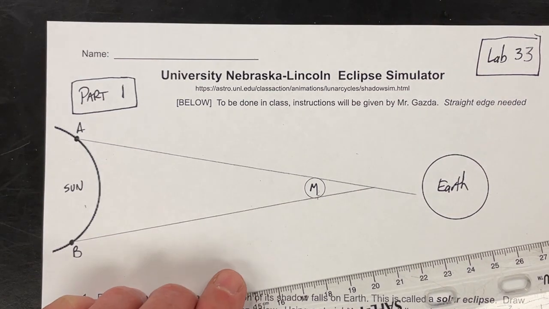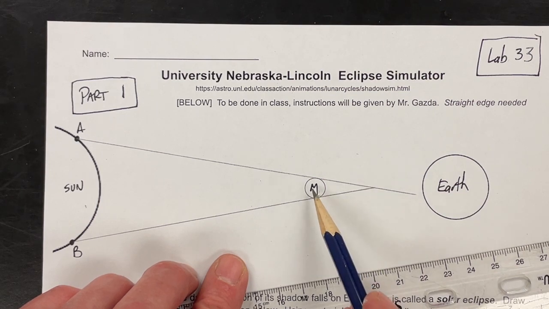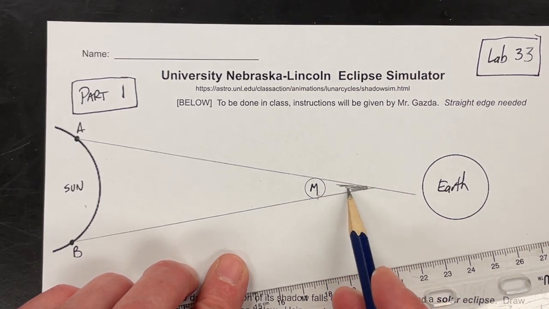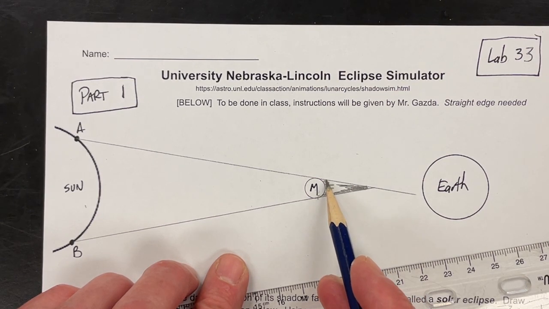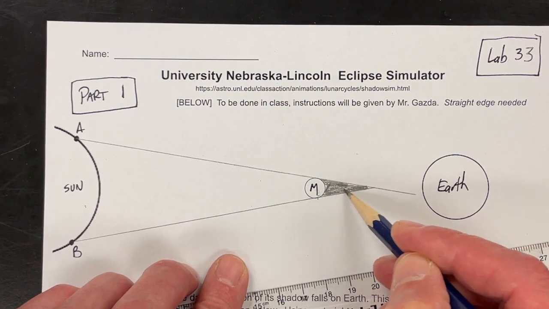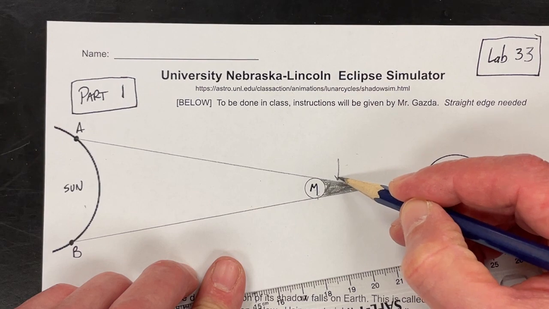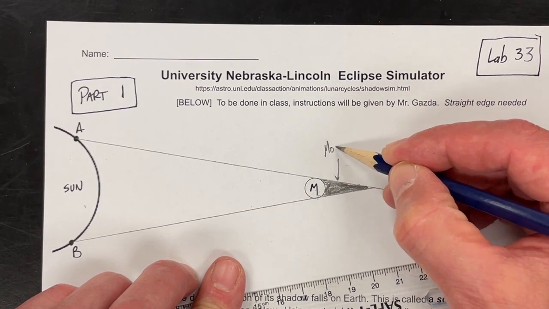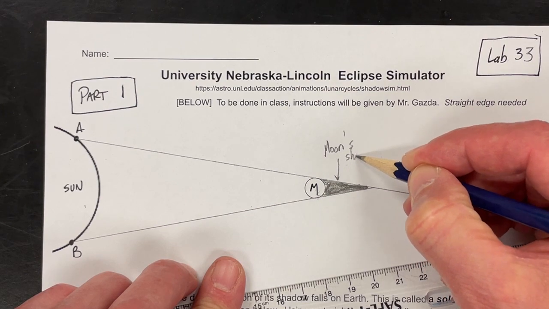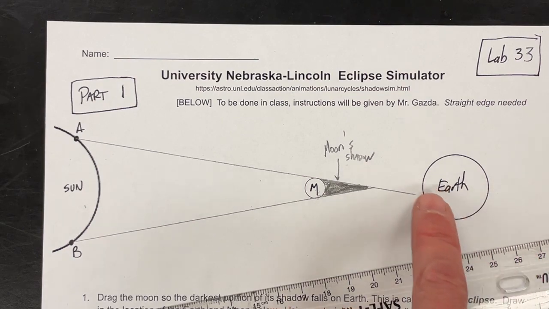Okay, so then you want to color in, darken the shadow that exists in space that's behind the moon, and that would be this. Okay, so do this on your paper. Darken that in and label it moon's shadow.